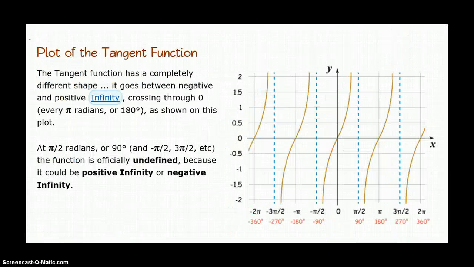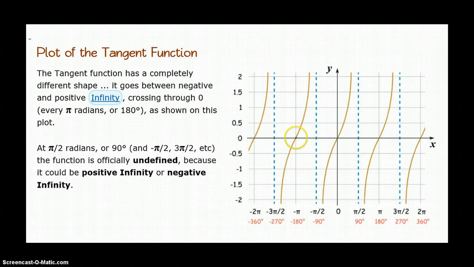Finally, we're going to graph tangent. The tangent function has a completely different shape. It goes from negative to positive infinity. Infinity, if you remember in algebra, means a very large number, right? So it goes on and on. It goes just up. And it does have a repeating pattern, though.